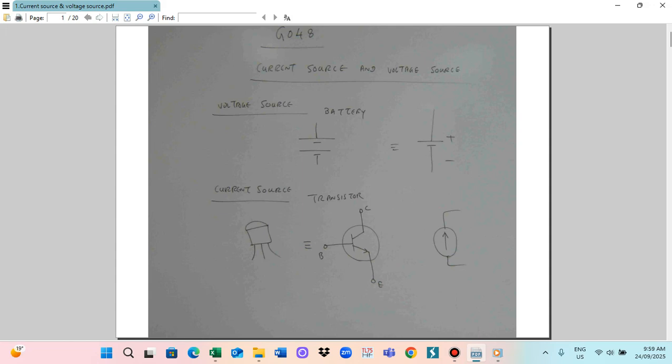So a voltage source can provide the voltage to the circuit. Another one will be the current source. Current sources are normally transistors. So a current source is a transistor.